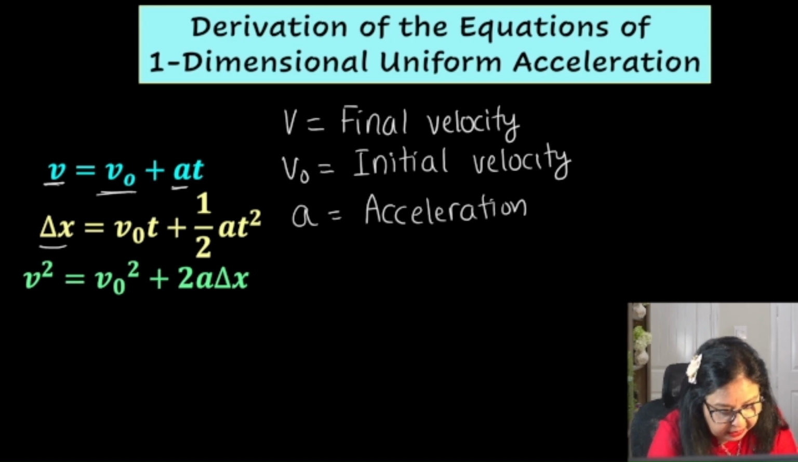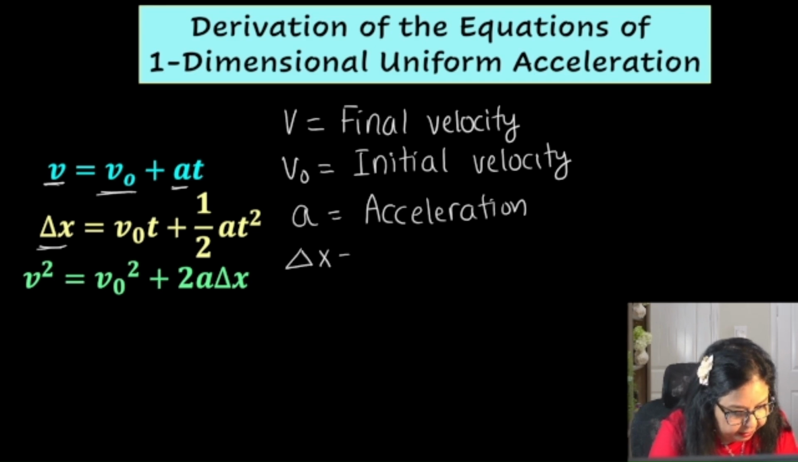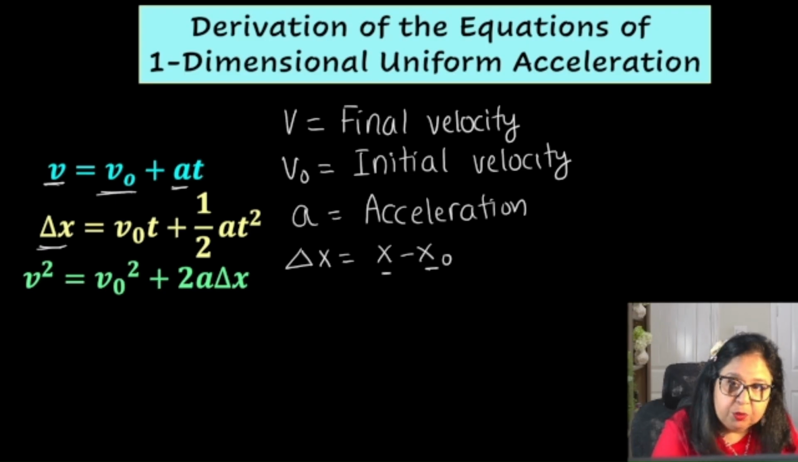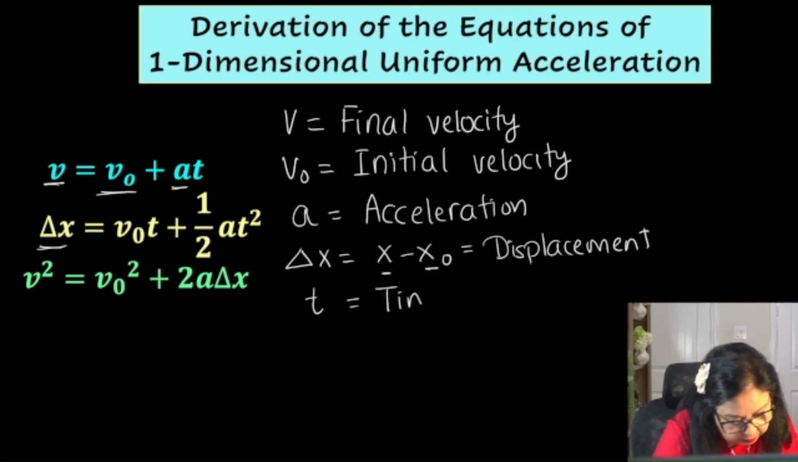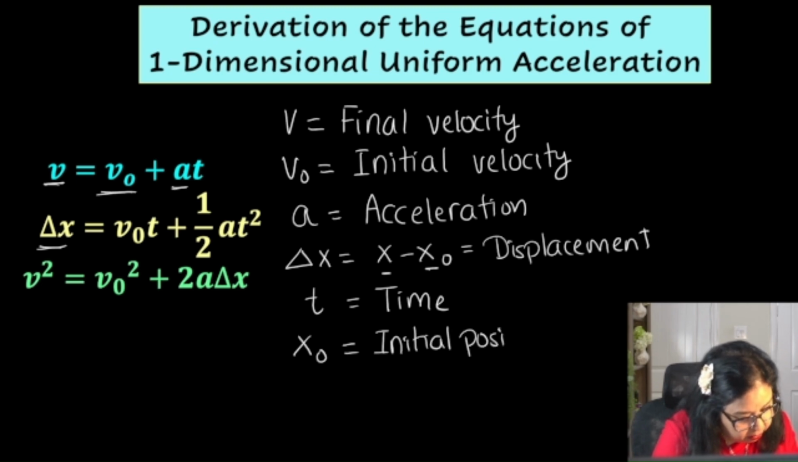Next we have delta x. Delta x is nothing but x minus x naught. So this x naught is the initial position and x is the final position. So x minus x naught, it is displacement. It is displacement that is made in time t. And x naught, like I said, it is initial position, and x, it is our final position.